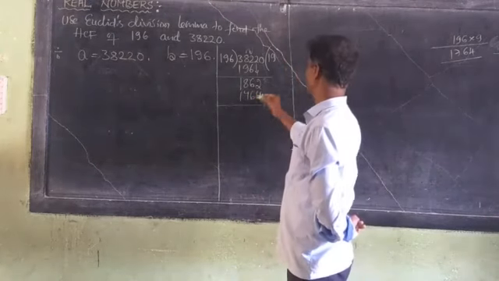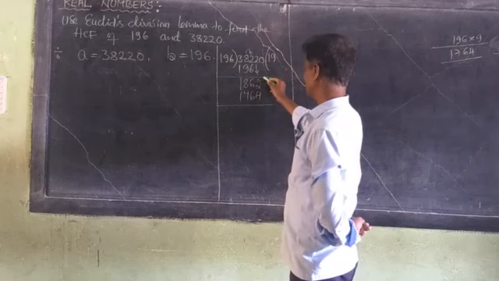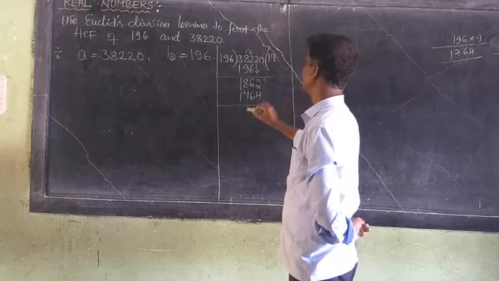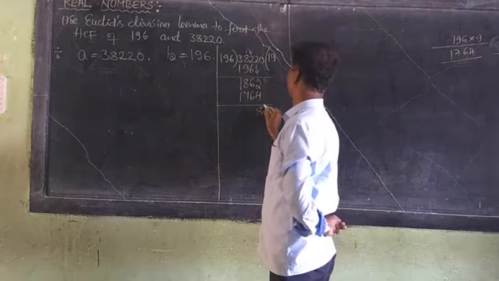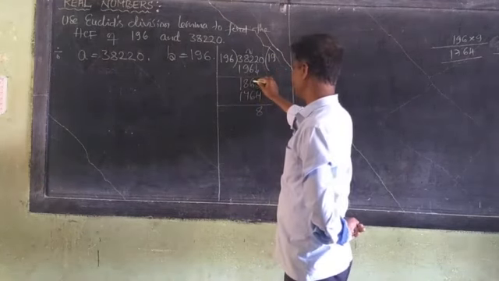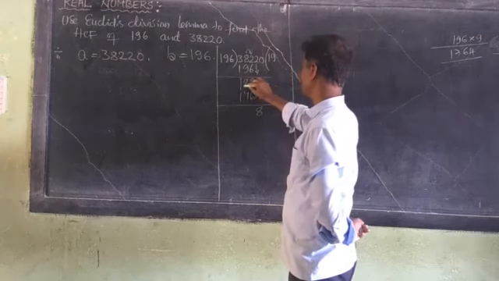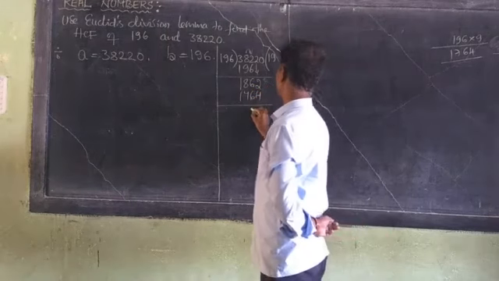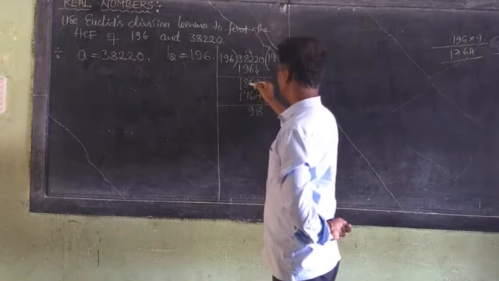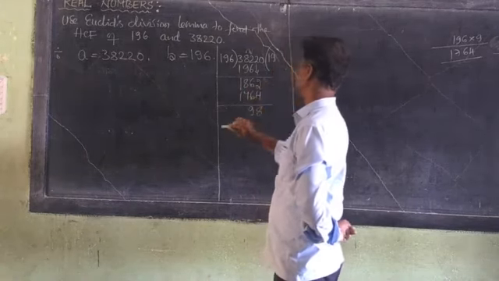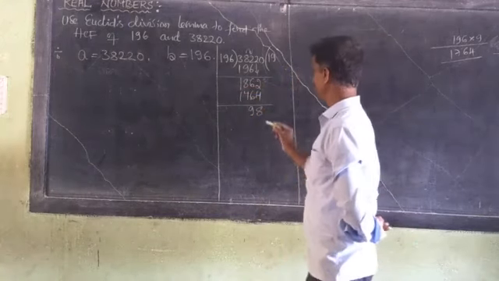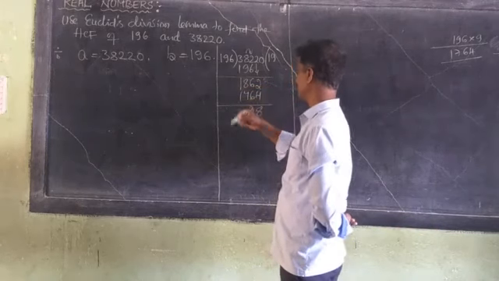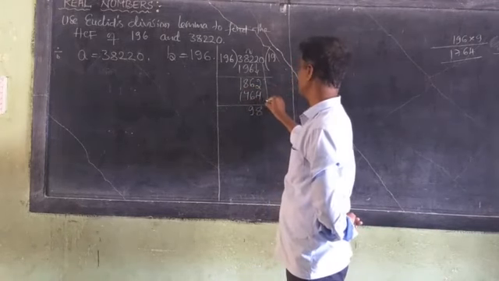Now we have to subtract: 2 minus 4, borrow, 12 minus 4 is 8. Here 5 is remaining. 5 minus 6 is not possible, so you have to take the borrow here. 15 minus 6 is 9. Here 7 minus 7 is 0. 1 minus 1 is 0. Now we should bring down the 0 here.